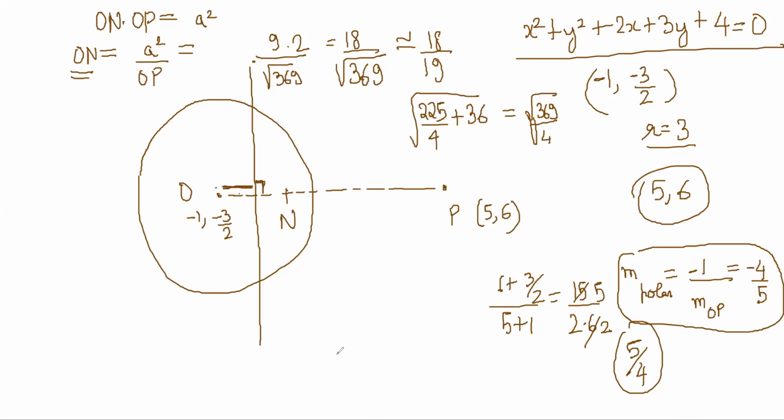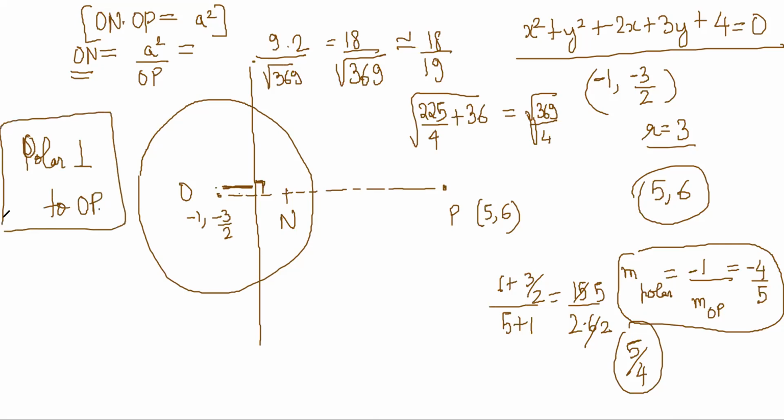So this relation is super important. ON into OP is A square, and the fact that the polar is perpendicular to OP, right? So now geometrically you can construct, anytime you need, where the polar line will be, right? Correct. Now suppose the question has been reversed.